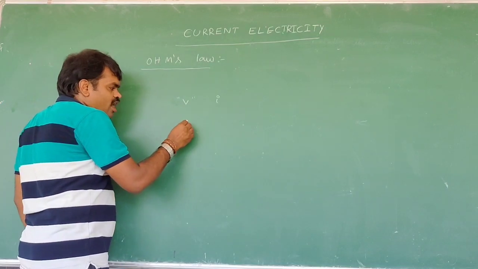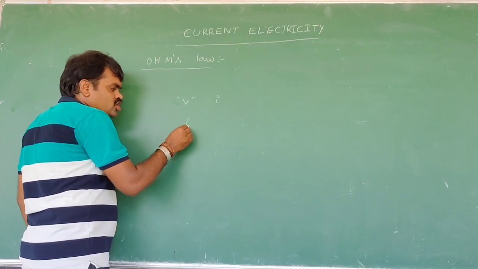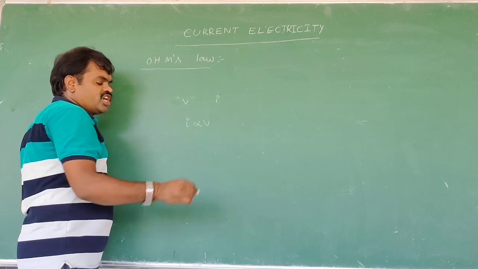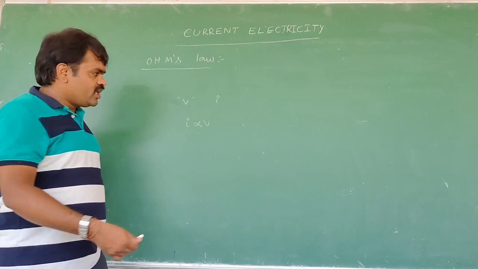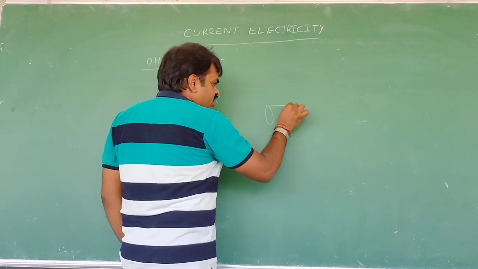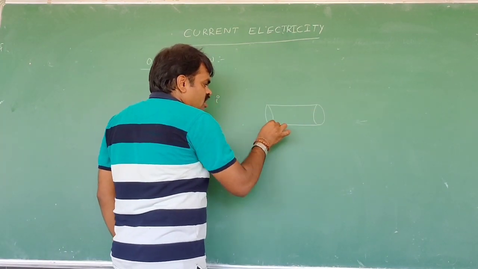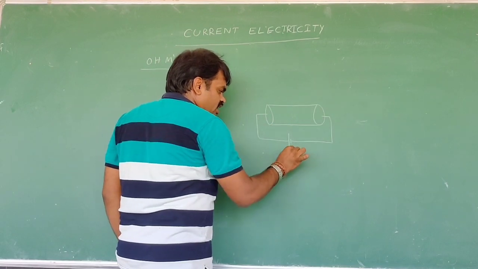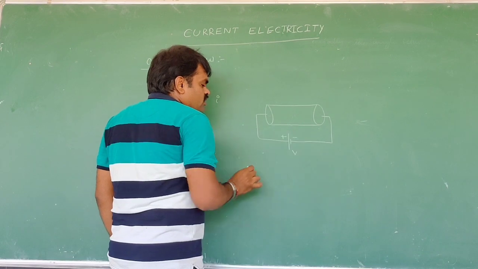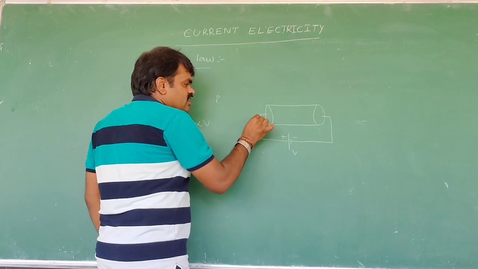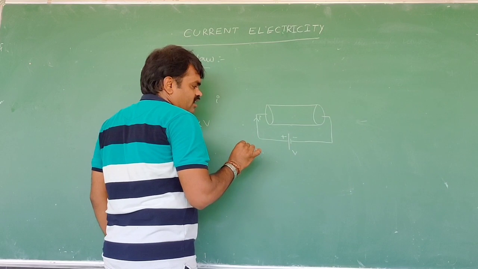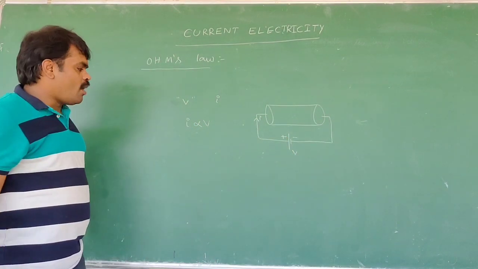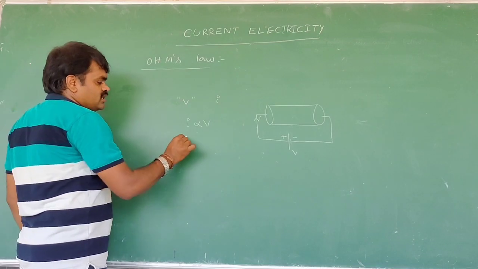According to Ohm's law, the current passing through the conductor is directly proportional to the potential difference. Here it is the conductor, then we are applying the potential difference by using the battery. Then current I passes through the conductor. That current is directly proportional to the applied potential difference.